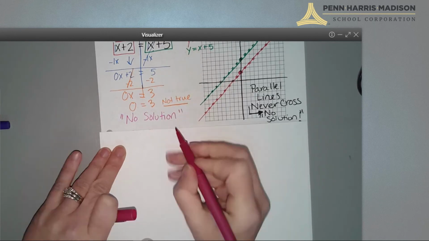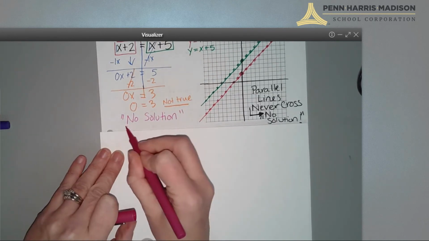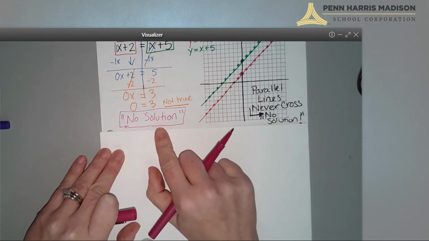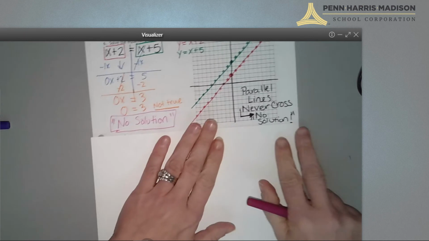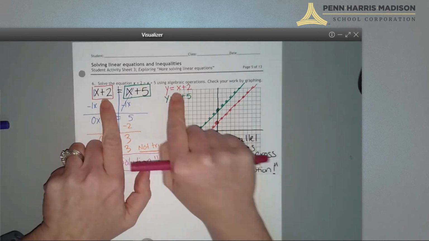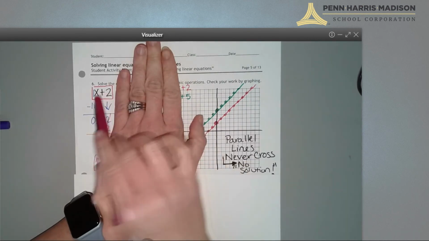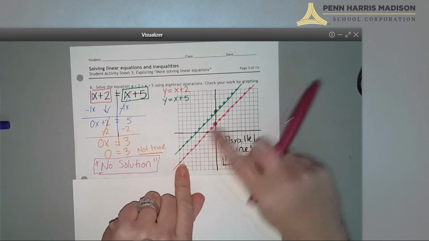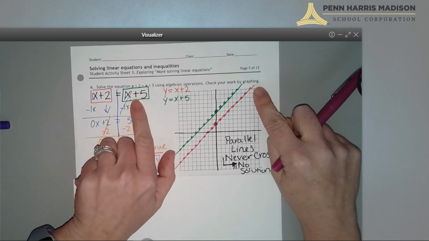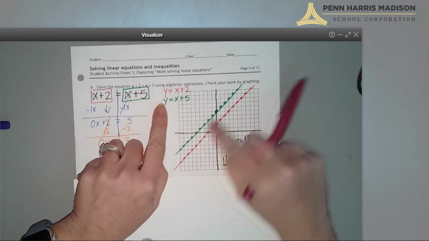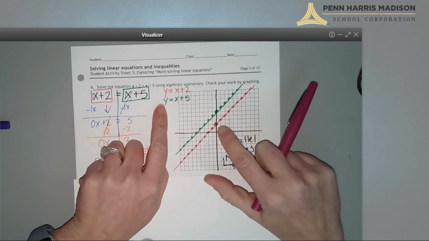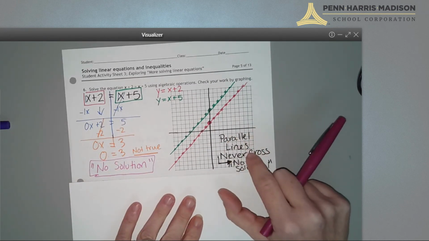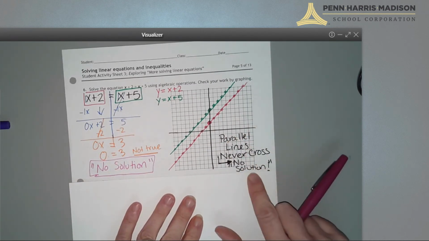Okay, that is your answer. You can't just leave it blank, though. You have to say, hey, teacher, look here. There is no solution. What I want to show you guys up here is that I took this equation and pretended it was y equals. That's my red one, and I graphed it. Then I took my green one, same thing, and I graphed it. They turned out to be parallel lines, guys. And what did we learn about parallel lines? They never cross, which means that they have no solution.